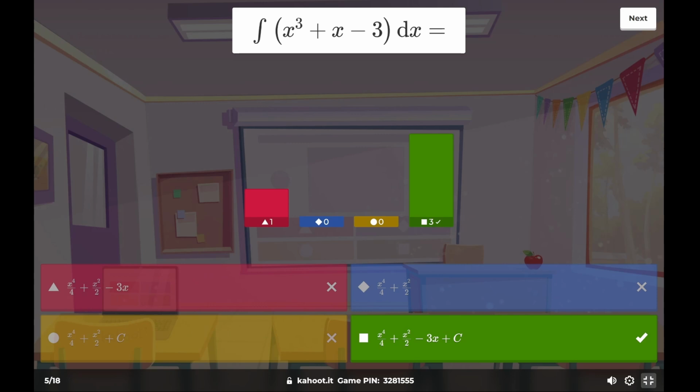Wow, that's also very fast. Yes, the correct answer is the green one. If we integrate each term separately, we'll get the green option. The red option is missing a plus C, so we cannot select that. But it would be correct if we add a plus C.